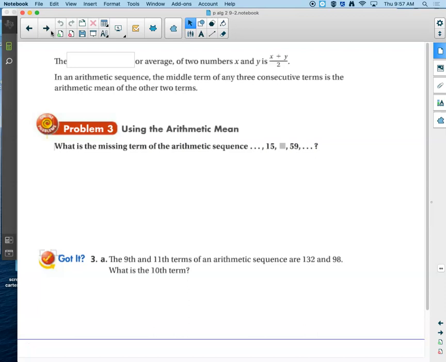So one of the things that we don't have a spot for on the front of your packet is something I probably would have put a spot for if I had made that front page. And that would be finding a middle term. So if they give you two terms and all they ask you to find is the one that's right between those two, there's a really easy way to do that, because what we're doing is we're finding the arithmetic mean.